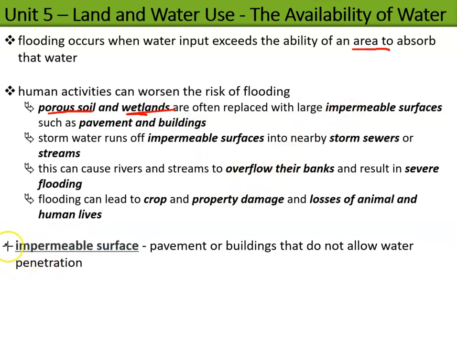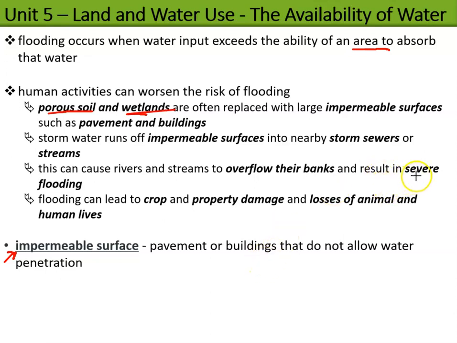An impermeable surface is defined right here. It's pavement or buildings, or any surface that does not allow water penetration. So water cannot percolate down. If it lands on that impervious surface, it's just going to flow over that surface. And that can really cause some serious flooding, erosion, and damage. Stormwater will run off those impermeable surfaces and collect in larger and larger temporary rivers and streams. It collects in storm sewers or streams, and this can cause these rivers and streams to overflow their banks. But it's an unnatural kind of flooding, not the natural seasonal kind of flooding.